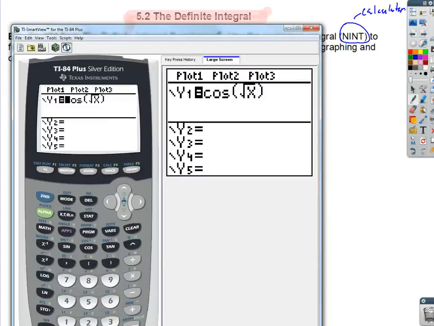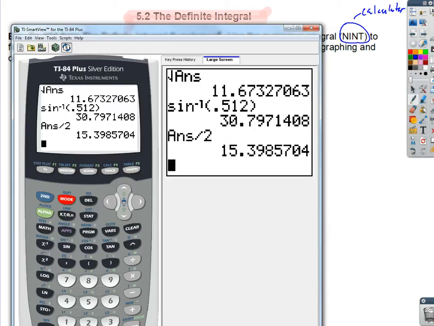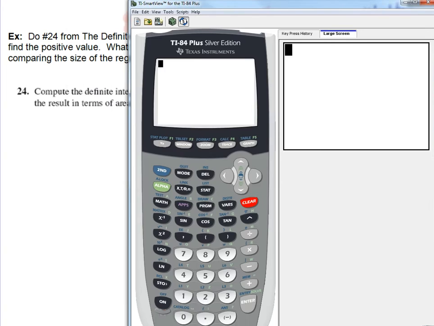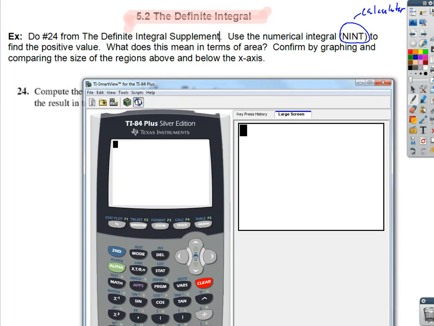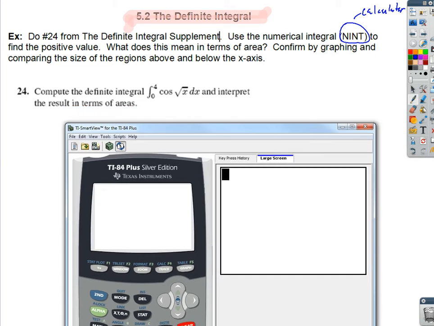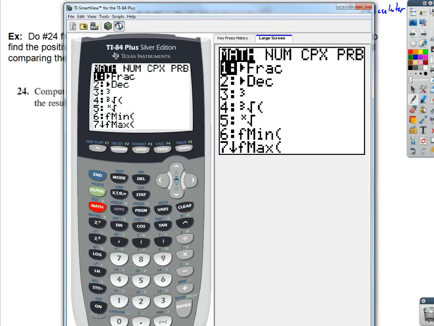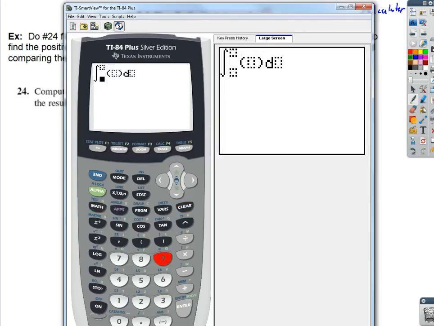And I already have in there y1 equals cosine of square root of x. But what I want to do is go back to my home screen, clear out what's there, and do the integral. So where's the integral? Much like before, and we want to go from 0 to 4, you're going to do math 9. So hit math, number 9, and there's your integral set up.